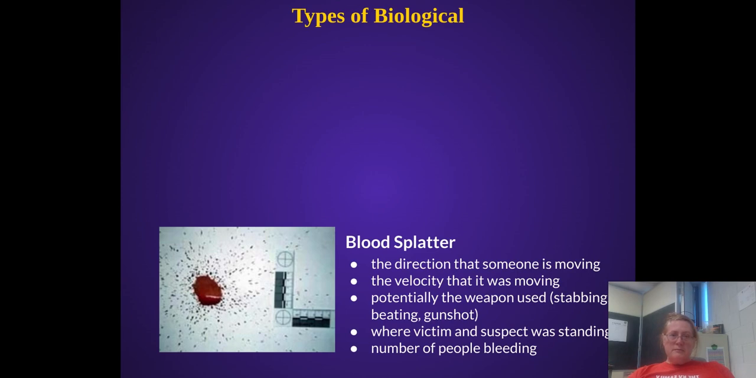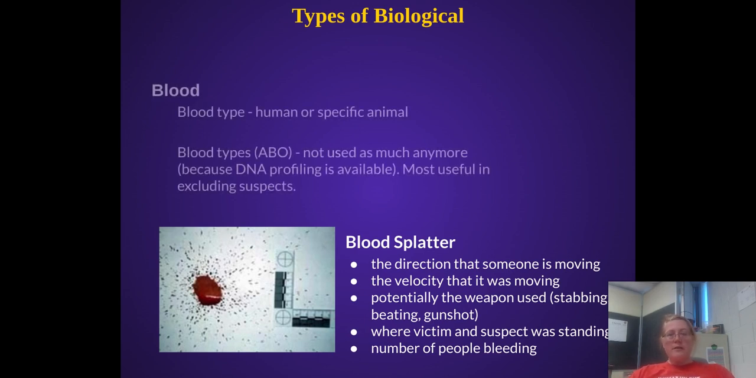Blood splatter, that can tell you the direction the person was moving, like they got stabbed and then they ran that way. The velocity that the weapon was going at, it can indicate the weapon used. Was it a stabbing? Was it a beating? Was it a gunshot wound? It can tell you where the victim and the suspect were standing, or that there was a third person in the room. And it can also determine the number of people that were bleeding. So lots of things can be done by blood splatter, especially if you've watched Dexter, you know all this, right?